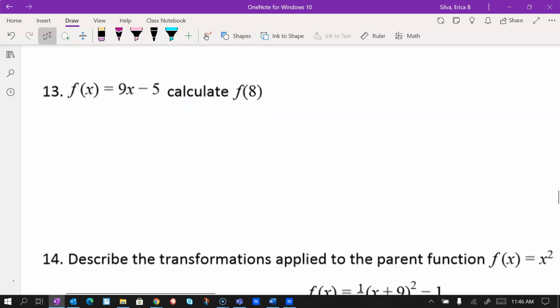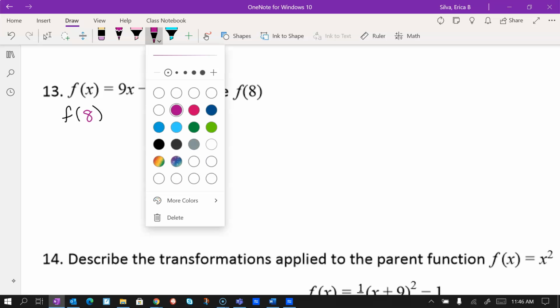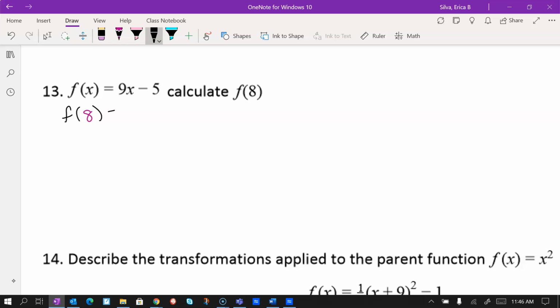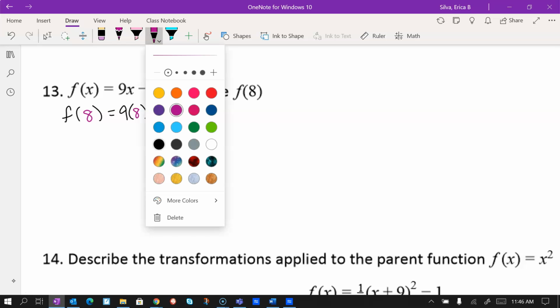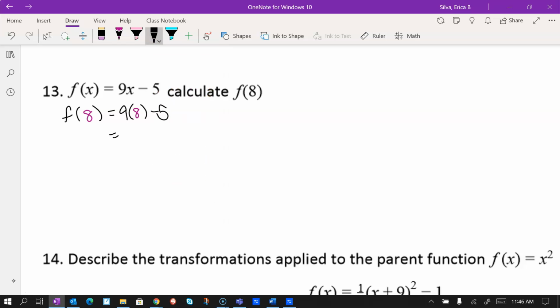Same thing for this next one. We have f of 8. So f, and instead of x, we're plugging in that 8. So anywhere we see an x, we're going to plug in 8. And then we simplify. 9 times 8 is 72. Minus 5 is going to give us 67. So f of 8 is 67.